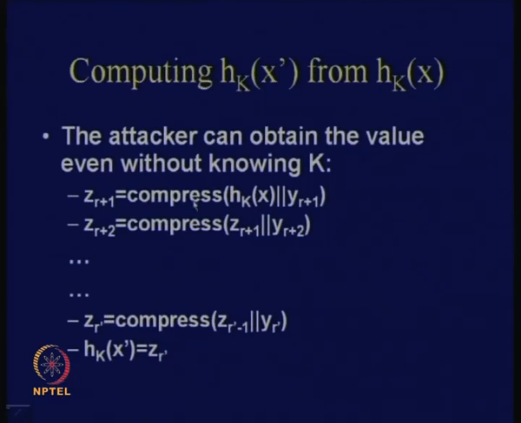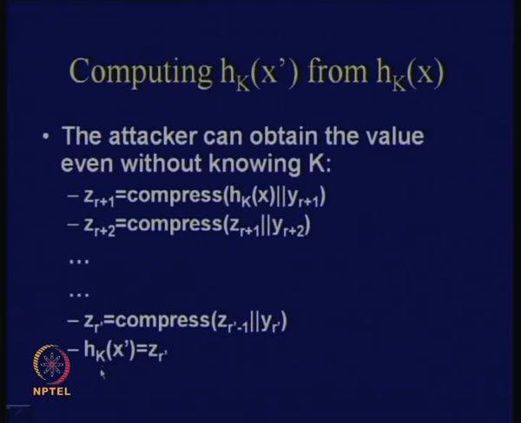Okay. So, you see that compress of hkx appended with yr plus 1, you obtain zr plus 1. Now, you take zr plus 1 and append that with yr plus 2, because all these values are known to us, and then from there you obtain zr plus 2, and again take zr plus 2, append that with yr plus 3 and obtain the value of zr plus 3. So, continue in this fashion, you will finally obtain the value of zr dash, right.